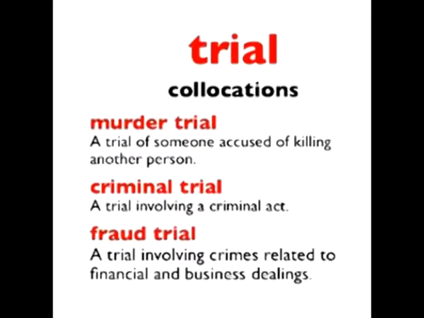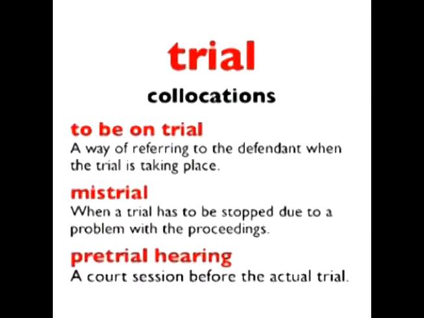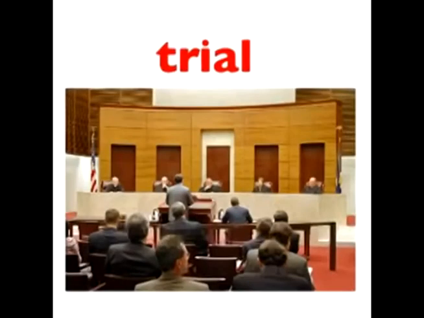There are different types of trial. We can have criminal trial, a murder trial, a fraud trial, and so on. If you are the person accused of a crime, we say you are on trial. If something goes wrong in a trial and it has to be stopped, we say there's a mistrial. And before the actual trial begins, there might be a pre-trial hearing to establish the procedures of how the case will be heard. Okay, so now let's look at the people in the courtroom.